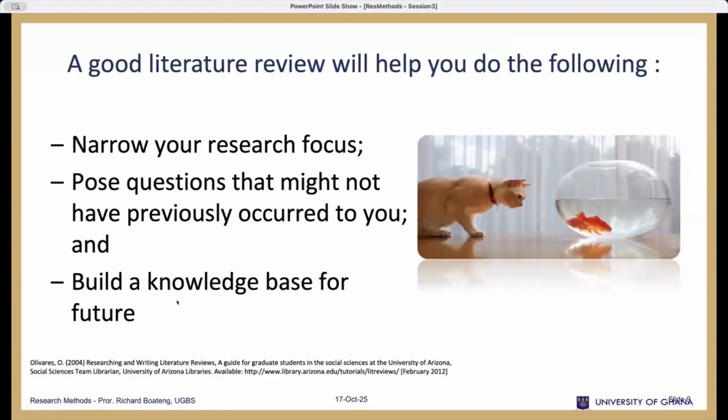Now, it helps you to narrow the research focus so that you can make a choice of what has not previously occurred to you, and then build a knowledge base for the future.